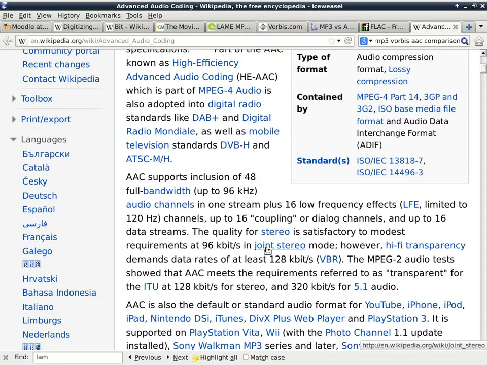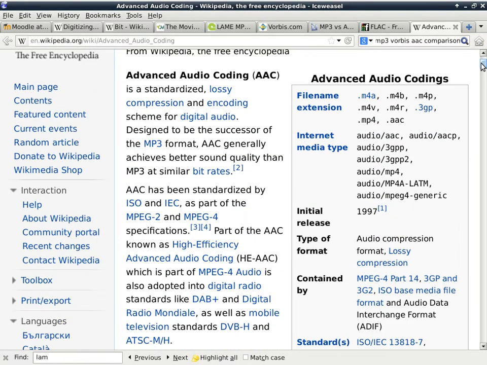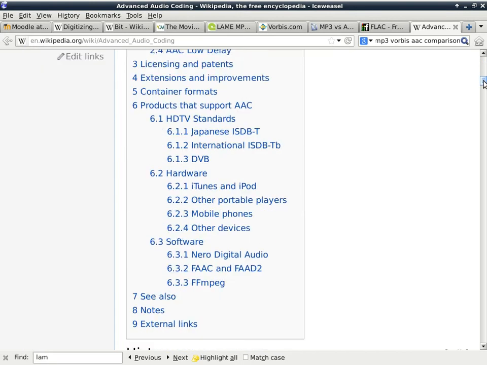It's really a little bit different in terms of the encoding. It supports inclusion of 48 full bandwidth audio channels in one stream. That's the container format itself. The encoding part is somewhere else.